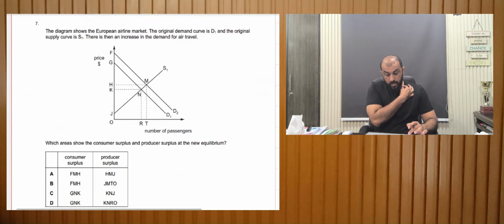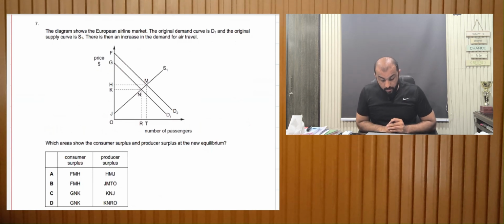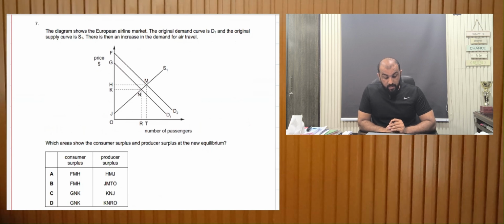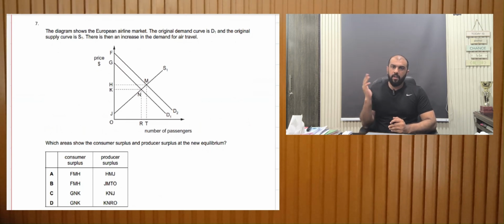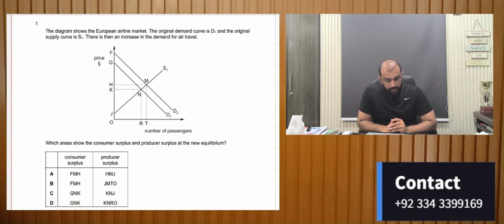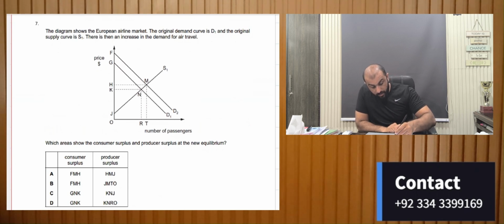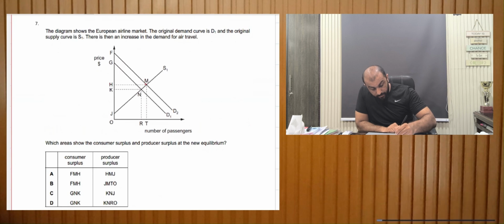The diagram shows a European airline market. The original demand curve is D1 and the original supply curve is S1. There is an increase in the demand for air travel. Now, the earlier question had an increase in supply. Now, this is basically an increase in demand, right? So initially, which area shows the consumer and producer surplus at the new equilibrium? So we'll just look at the new equilibrium.